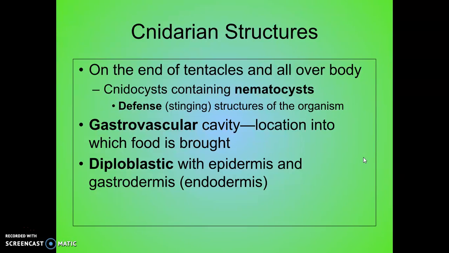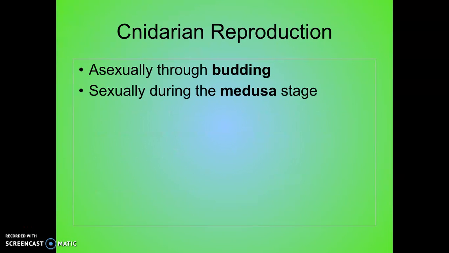On the end of the tentacles, also all over the body, what actually stings you when you get stung by a jellyfish are something called cnidocysts that contain nematocysts. The gastrovascular cavity is where food is brought in, and these guys are diploblastic. Remember, that means two tissue layers. I would highlight the first two bullets. These guys reproduce a couple different ways, asexually through budding and sexually during the medusa stage.